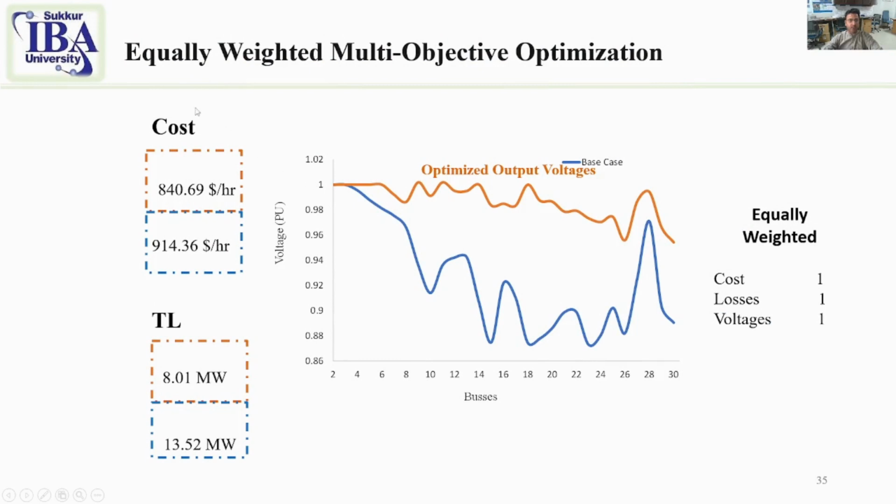Now we give equal weight to each of them, means cost, losses and voltages. So when we give equal weight to the cost, losses and voltage, you can see the result. The cost is now 840.69 dollar per hour. In base case it is 914.36 dollar per hour. Losses are also reduced to 8.01 megawatt. You can see the voltages also here, and they are much more improved than the base case.